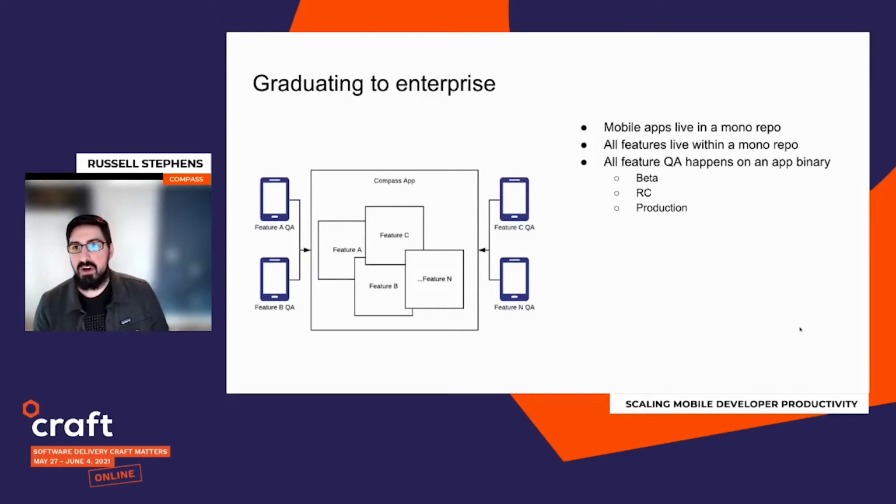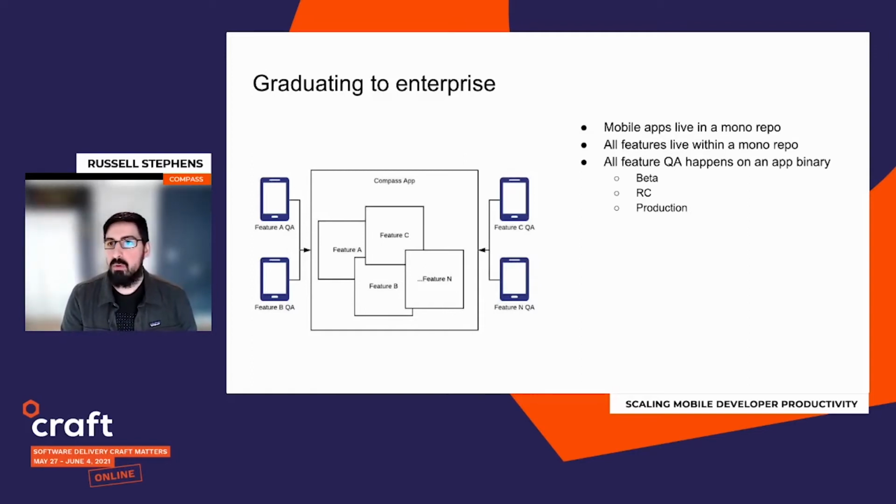So over time, as your mobile team grows and your feature set grows, you graduate into this sort of enterprise or more production-focused app state, where maybe your app has a whole bunch of features inside of it. And they all live inside of that mono repo. All the features live within the same target.